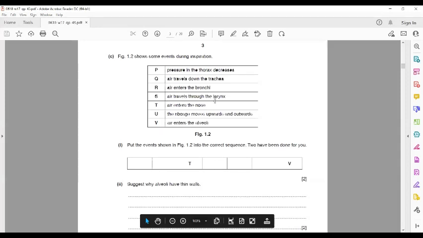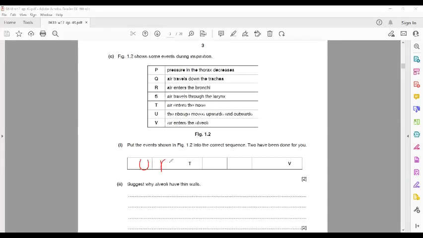Then air travels through the larynx, the voice box, S. Then air travels down the trachea because it's after the larynx, so it's Q. The next one should be air enters the bronchi, R. And then D, air enters the alveoli. So this is the answer.